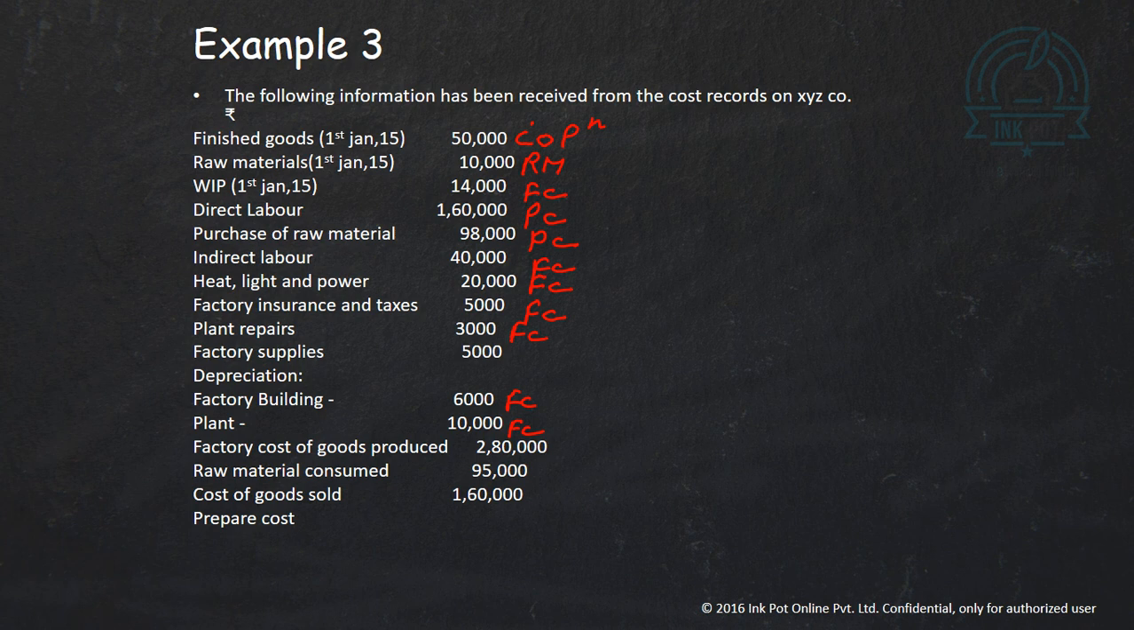So we are also given the raw material consumed, and we are given the cost of goods sold. Generally we used to calculate these things, but now in this question we are given them. We are given the factory cost, so we need not calculate the factory cost. So in this question, we have to calculate the missing information. Let's see what is missing. I am doing this question here only.